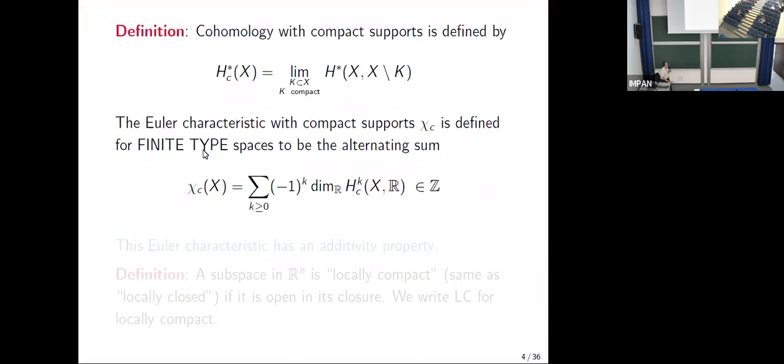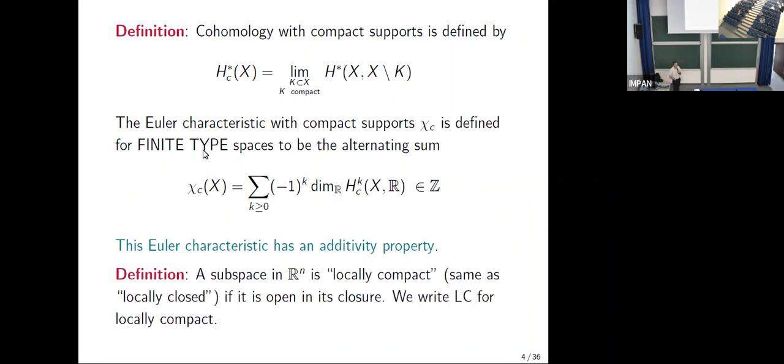So what is that? Homology with compact supports is defined, as is shown, with the help of compact sets exhausting your space. It's a very beautiful construction, and for finite type spaces, you can take the alternating sum, and that's the Euler characteristic with compact supports. Sometimes it coincides with the usual one, sometimes it doesn't. It does, of course, when spaces are compact. And this Euler characteristic is called combinatorial sometimes because it has a beautiful additivity.